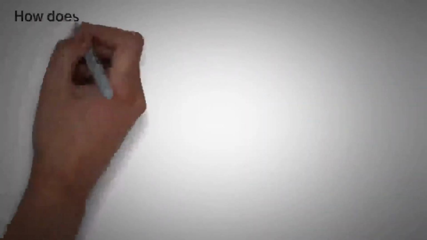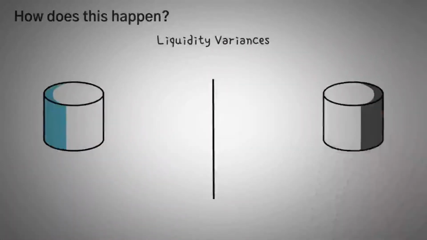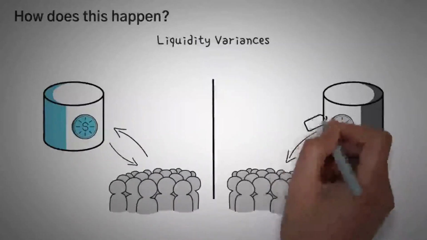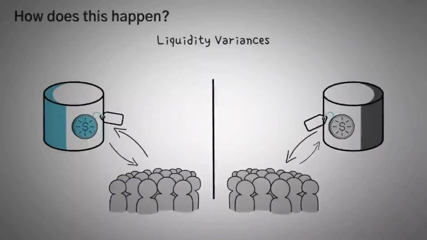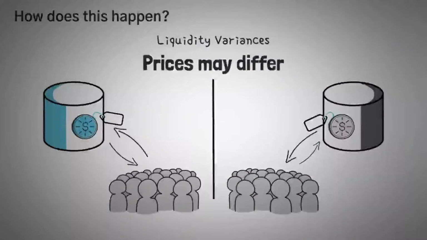Now you may be asking, how does this happen? Well, there are liquidity variances between crypto exchanges. That was a bunch of words to say each exchange has people buying and selling from it, and this buying and selling sets the price of that crypto on that exchange. In some cases, the price on one exchange is a few dollars different than the price on another exchange.